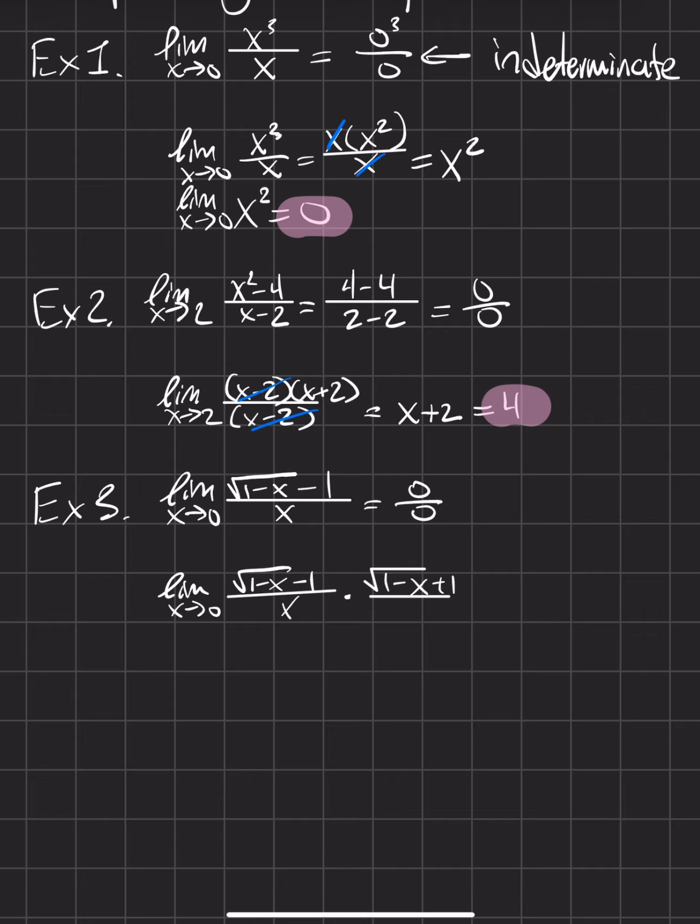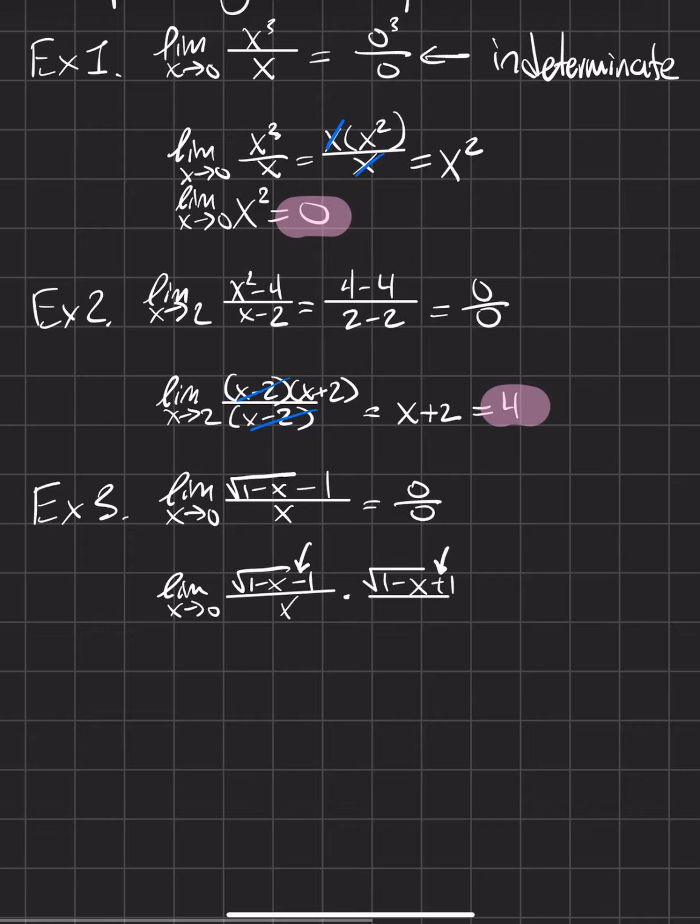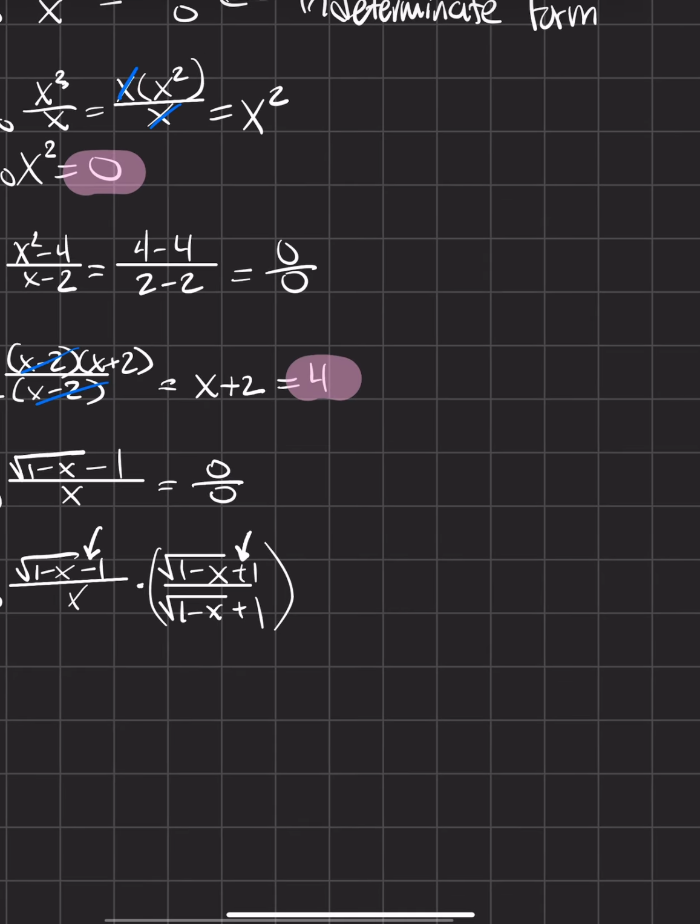For this one here, our sign is a negative. So what we're going to do here is multiply this one by a positive and then put this at the bottom here: square root of 1 minus x plus 1. And now after we do that, all we're going to want to do is just multiply it across.